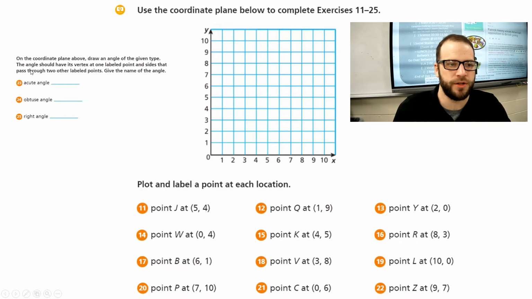And then they want us to also, on the coordinate plane, draw an angle of the given type. The angle should have its vertex at one labeled point and sides that pass through 2 other labeled points. Give the names for the angle.